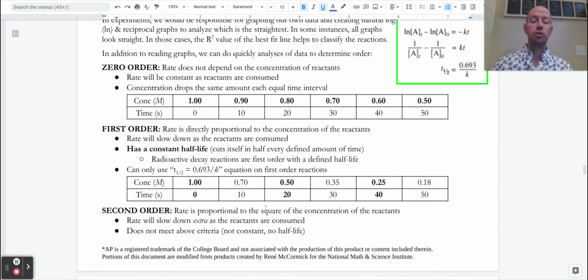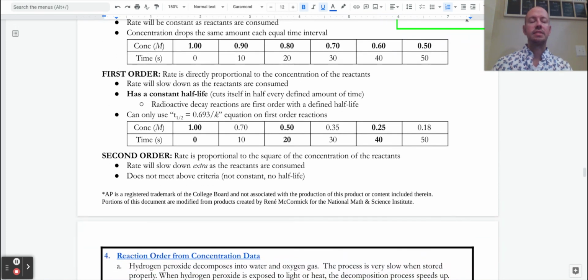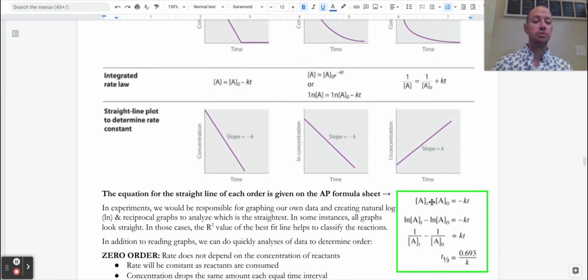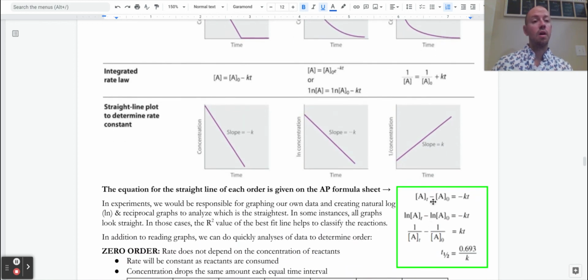Second order is harder to recognize by just looking at the data, but you can recognize it's not first order, it's not 0 order, it's not a straight line, there's no half-life. So that's how we can recognize it as second order. It's going to take some practice and repetition, but the key is 0 order is concentration versus time is straight. Natural log is straight for first order, reciprocal is straight, and they're in order on the periodic table equation sheet.